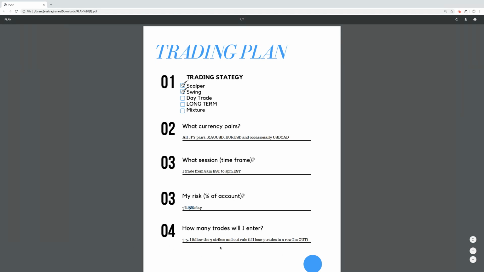So how many trades will you enter? So I did write 3 to 5 here. And I do follow this rule. So if I lose 3 trades in a row, I am out, just because, well, first of all, that's my max risk in a day. But second of all, you guys, if I lose 3 trades in a row, I really want to step back and evaluate what's going on in the market. Maybe there's a lot of market manipulation. I also want to look at my entries, just see if I was off that day, whatever. So I do follow that rule. If I lose 3 trades in a row, I am out.